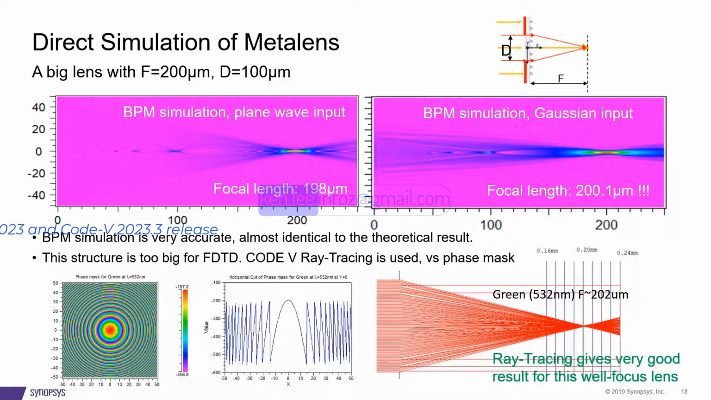So from this point, a valid question would be, can this structure be simulated in a different way? It is definitely way too big for FDTD, but what about ray tracing in Code V, which is a different imaging lens design software also from Synopsys? So that's what we did. We ran a ray tracing simulation through the CodeV interface. The results show a focal length of 202 microns. So in this example, ray tracing gives a very good result for this well-focused lens. And it was actually more efficient.